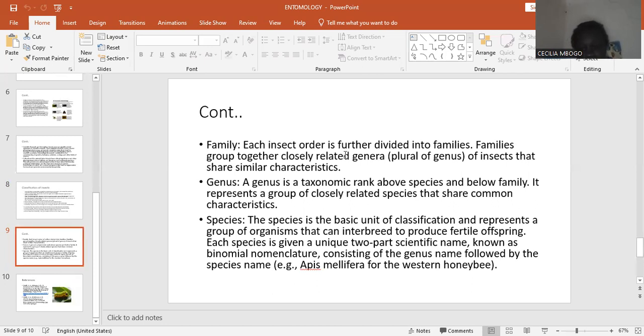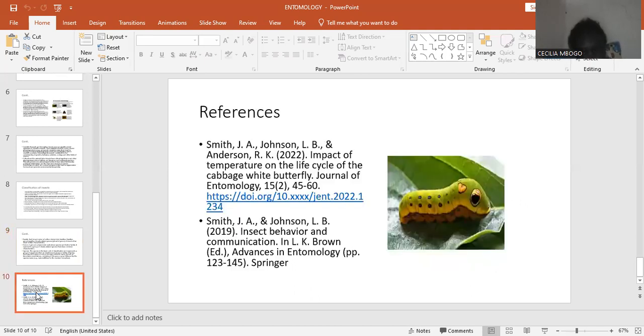So from the point that we've reached, this marks the end of our lesson. And for anyone who might need to read further about insects, you can use the link that is there or the book that is named down there.